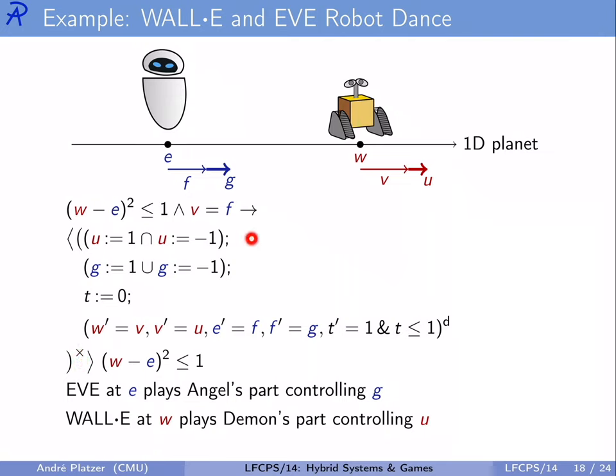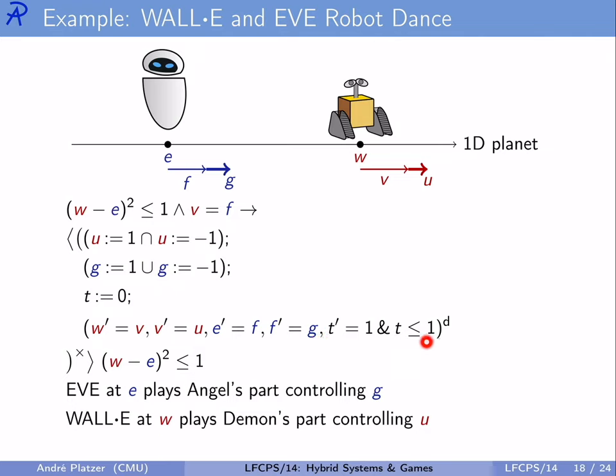And then first, Wally, to make it a bit harder, will choose his acceleration, positive or negative, and then Angel will choose an acceleration that's positive or negative. Oh, that actually isn't harder, because she will at least know what Wally has done. So then we follow the differential equation where Wally's position is changing with his velocity, Wally's velocity is changing with his acceleration, Eve's position is changing with her velocity, and her velocity is changing with her acceleration.